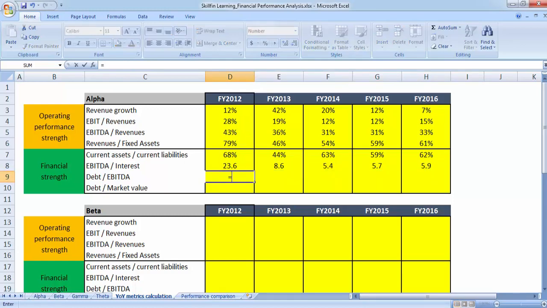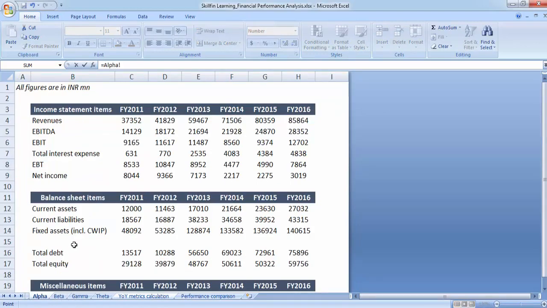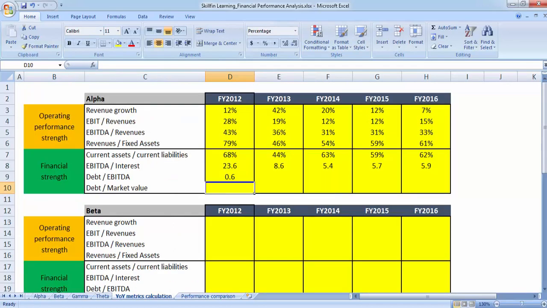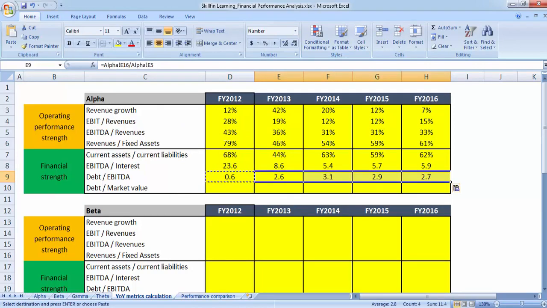I say equal to, go back to the alpha tab. My 2012 debt is given by cell D16. So cell D16 is my 2012 debt, divided by the EBITDA of the company, which is cell D5, and I press enter. So the debt to EBITDA ratio is 0.6x for the year 2012 for the company alpha. I copy this formula and I again drag it to the right. Notice that the debt to EBITDA ratio for this company has been going up over the years, especially from 2012 onwards.